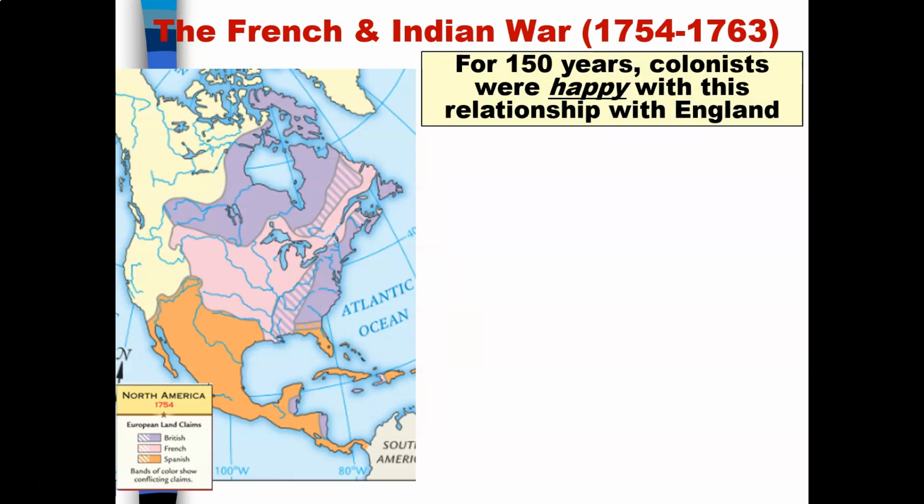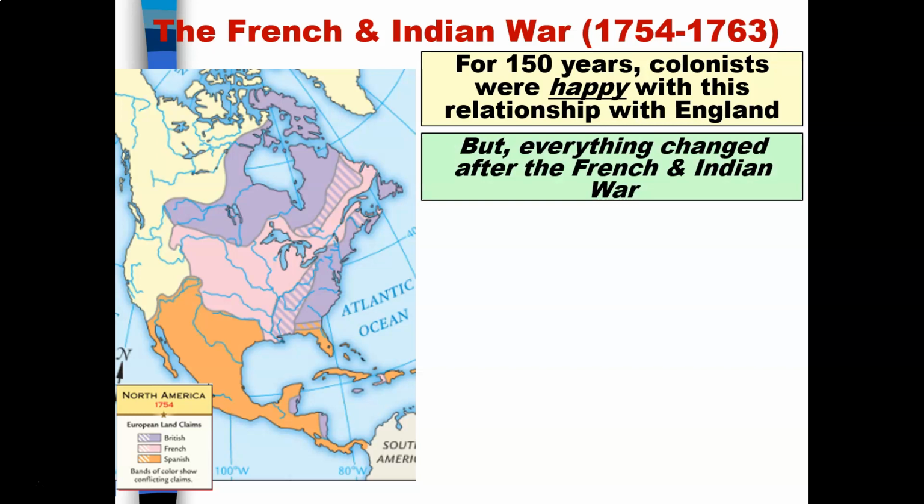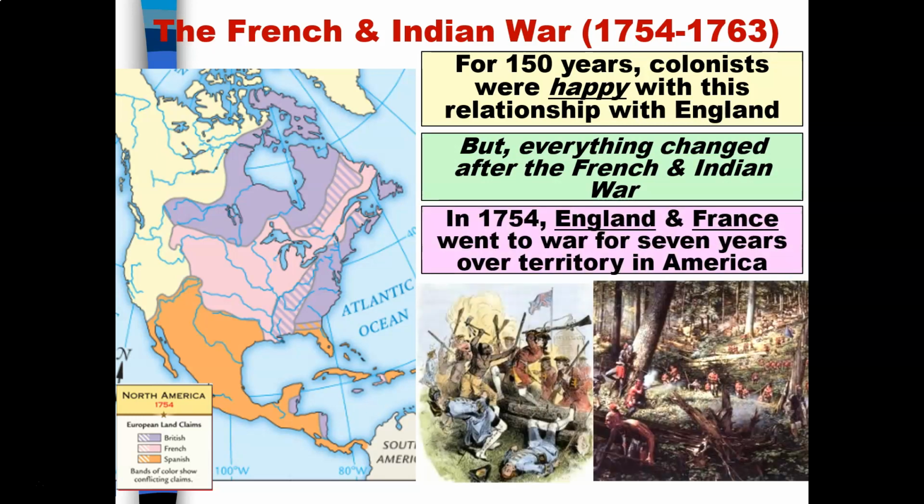Now, the French and Indian War, which went from 1754 all the way to 1763, brought changes to the relationship between England and the 13 colonies. For 150 years, colonists were happy with this relationship with England. But everything changed after the French and Indian War. In 1754, England and France went to war for 7 years over territory in America.